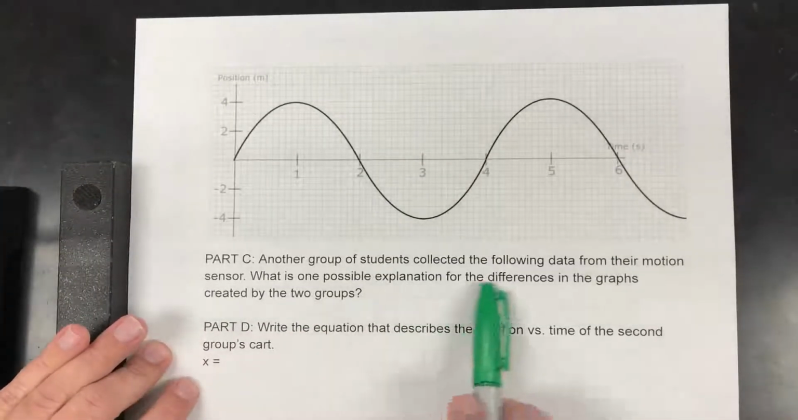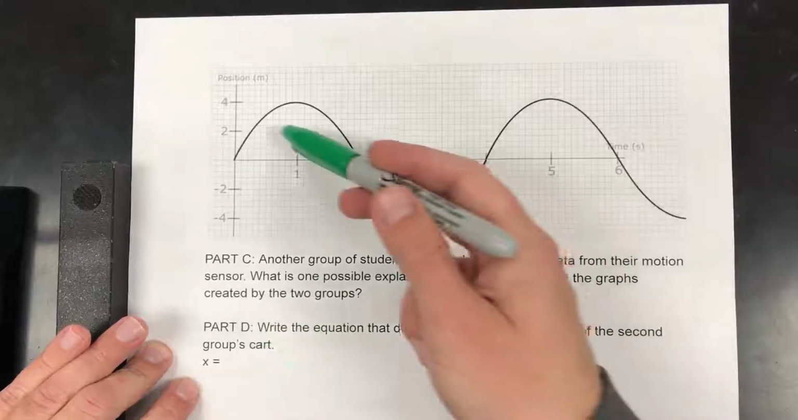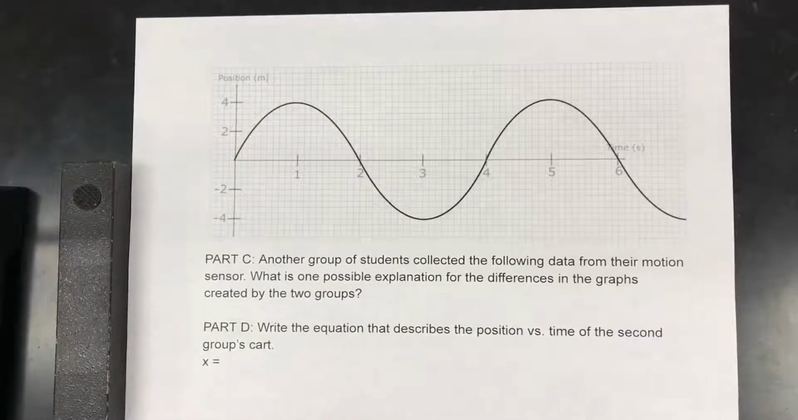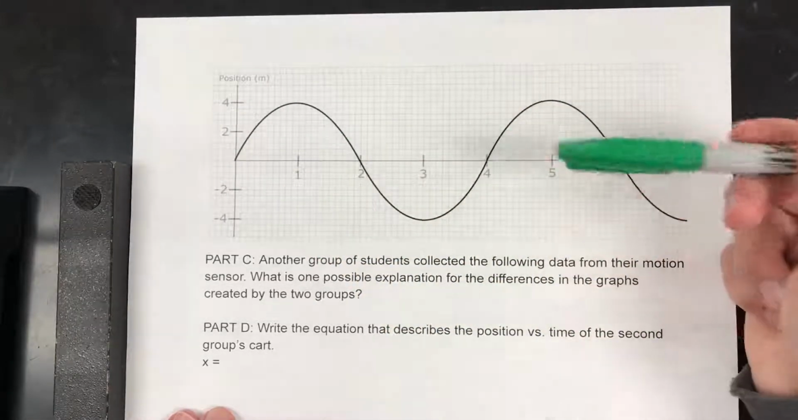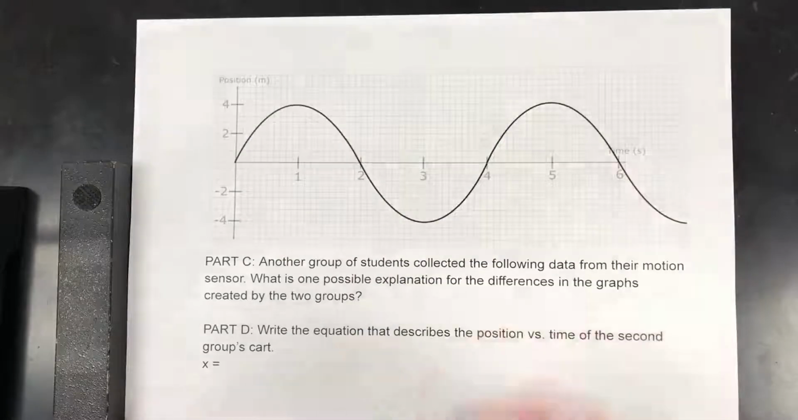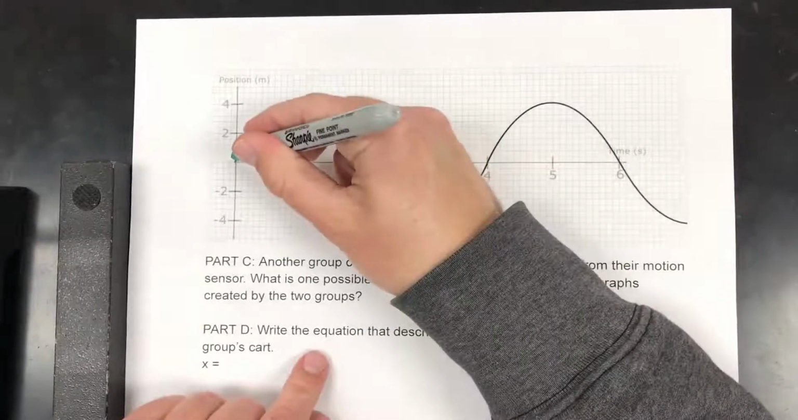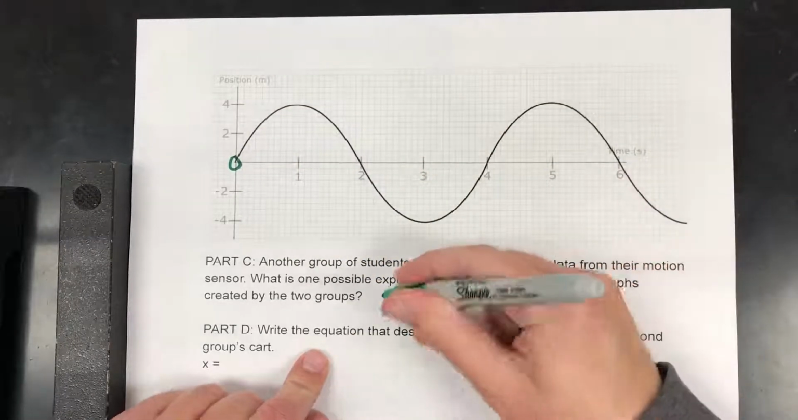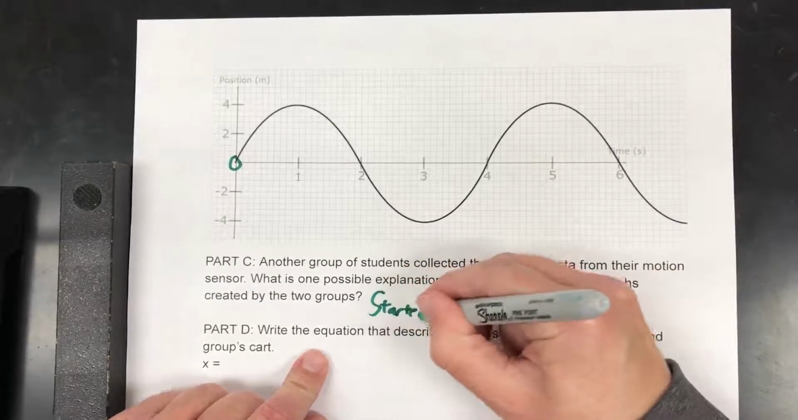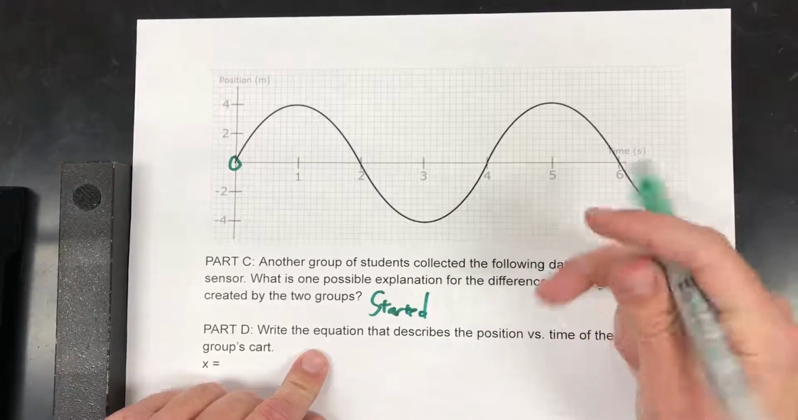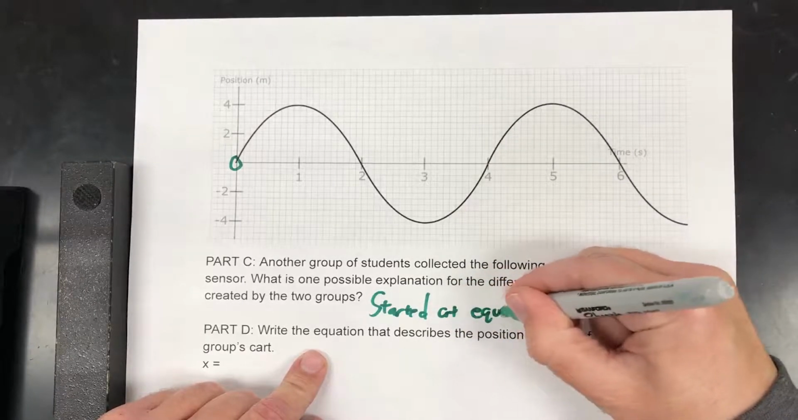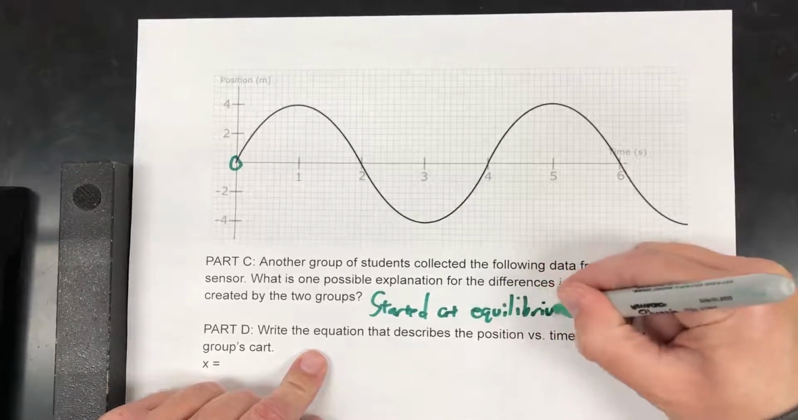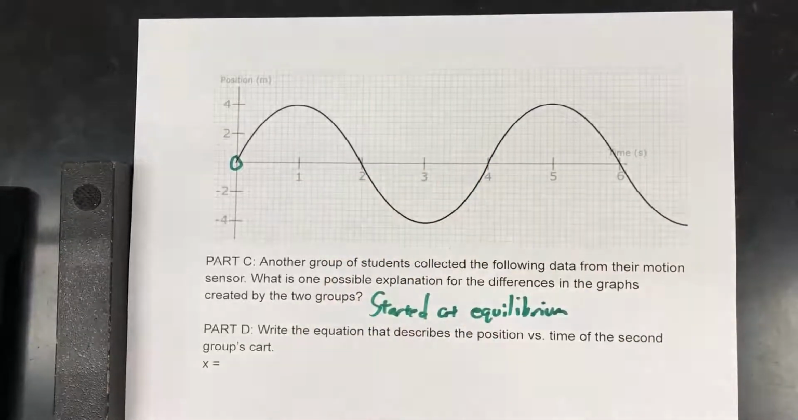Okay, part C here says, what if another group of students collected this data from the motion detector? What's a possible explanation for what is going on there? Well, let's see here. It still takes 4 seconds for the same cycle, and it's still going in an amplitude of 4. The only difference here is we're starting at a sine wave here. So this is like they started their machine right at the middle point there, or at the equilibrium. So they started at equilibrium. So they either started their data collection at equilibrium, or they kicked it from equilibrium, or something like that.